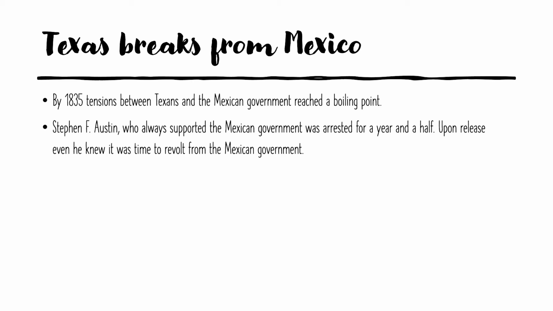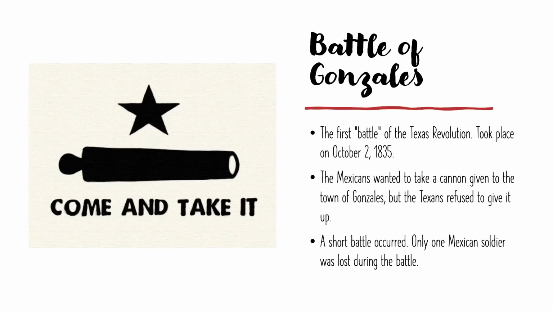And then when he does get released, even Stephen F. Austin is like, yes, it's time we fight. This is ridiculous. The Mexican government doesn't care about us. They're a very corrupt and terrible government. So now it is time for us to fight. So they do that. And this is where we get to the Battle of Gonzales.